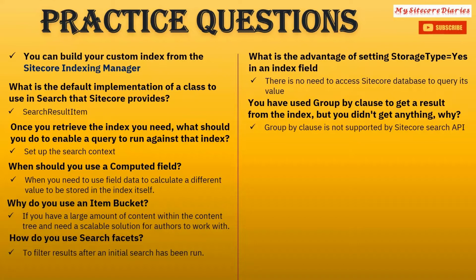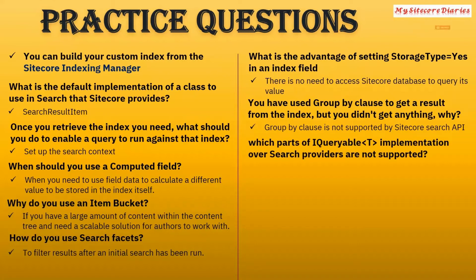Okay. Which part of the IQueryable implementation over a search provider is not supported? What are the things which are not supported in the IQueryable? Group by is not supported, the first question itself. Aggregate is not supported, and sum is not supported.